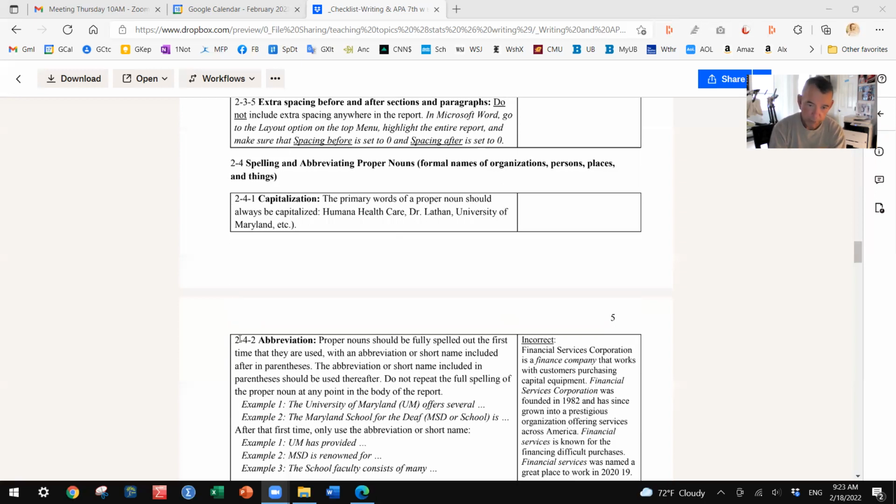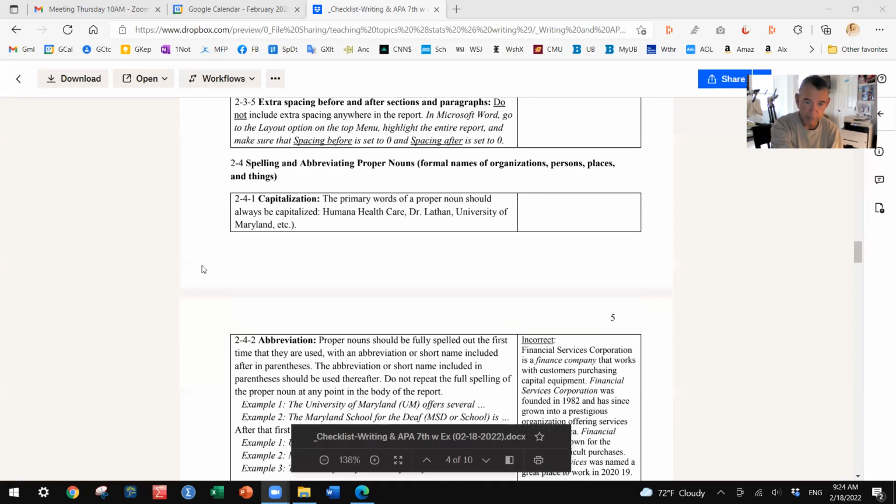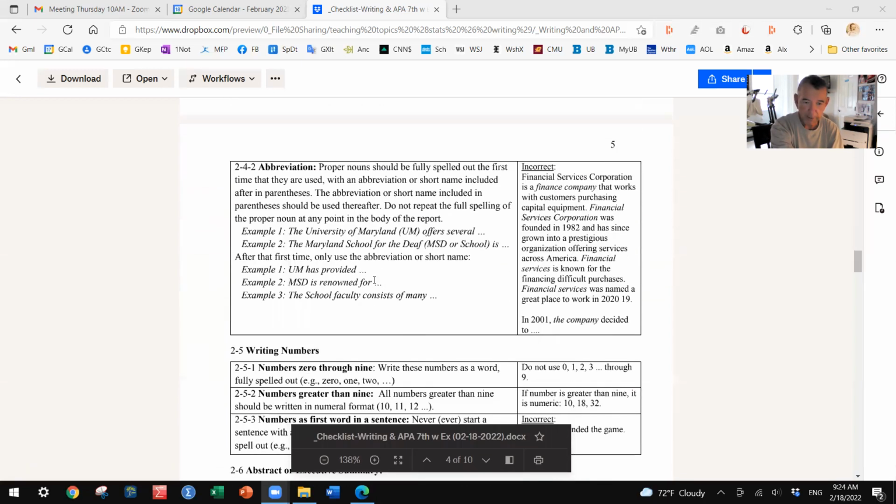Let's talk about spelling and abbreviating proper nouns, formal names of organizations, persons, places, and things. Proper nouns have to be capitalized. Humana Healthcare would all be capitalized. Dr. Lathan would be capitalized. University of Maryland. The major words are capitalized, University of Maryland, but the word of is not, and so on. So be careful about capitalization. Make sure proper nouns are capitalized.